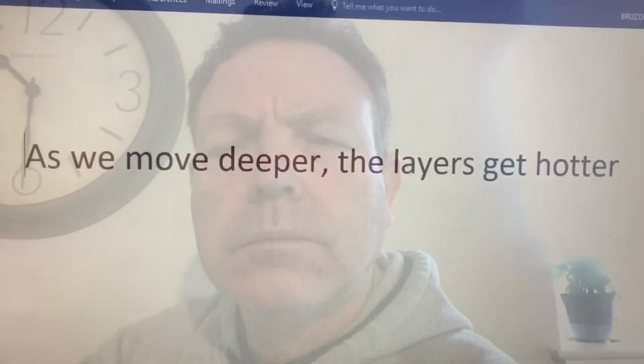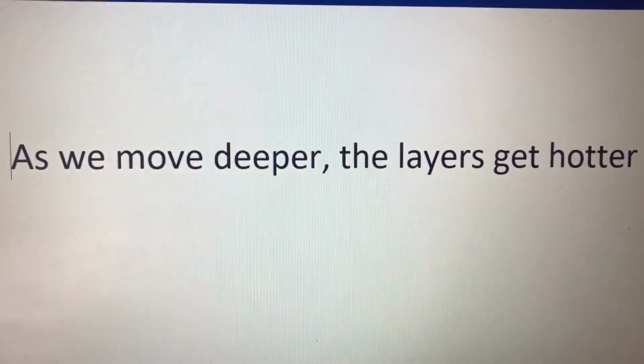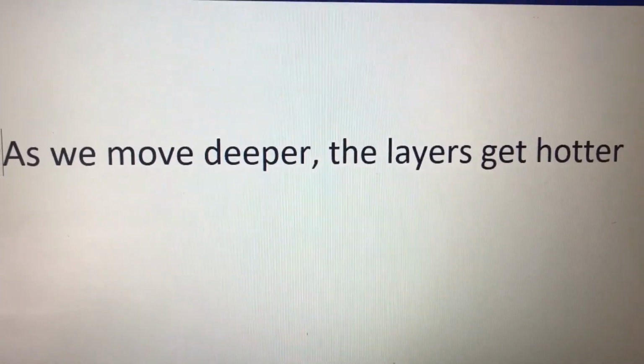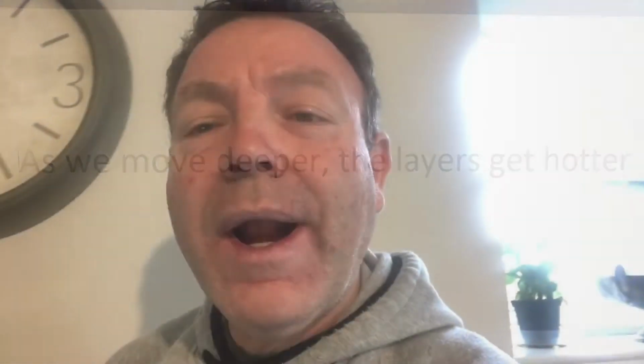So what have you noticed about the temperature of the layers? Starting with the crust, the mantle, and the outer core. So as we move deeper, the layers get hotter, right? As we move deeper, the layers get hotter. What else have you noticed now about thinking about the layers?